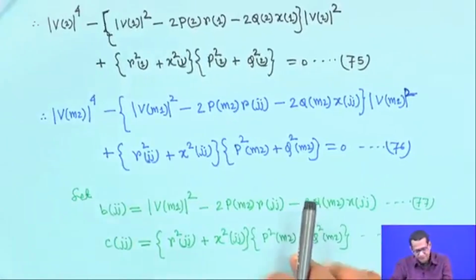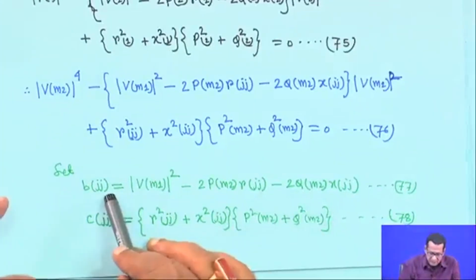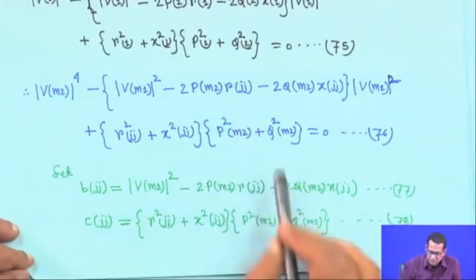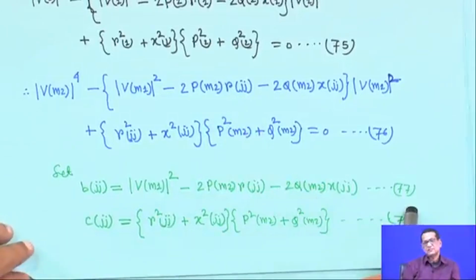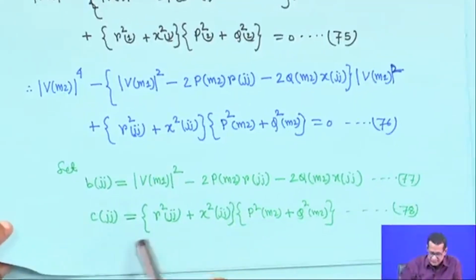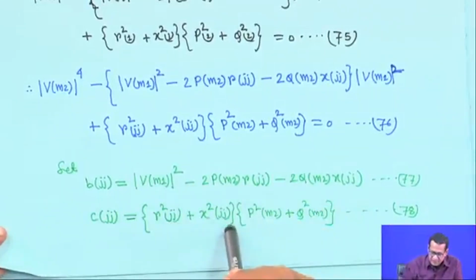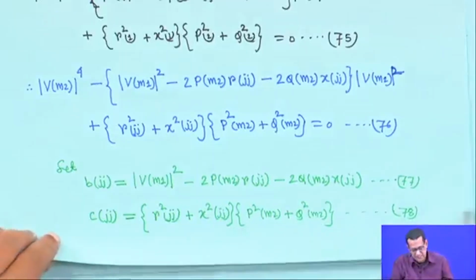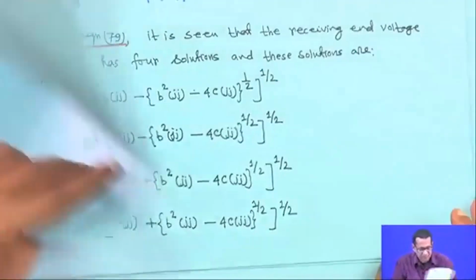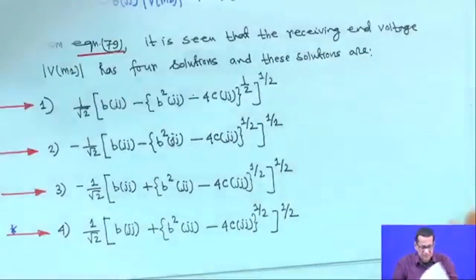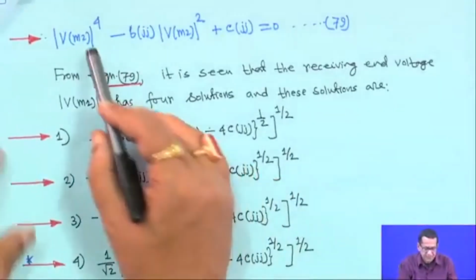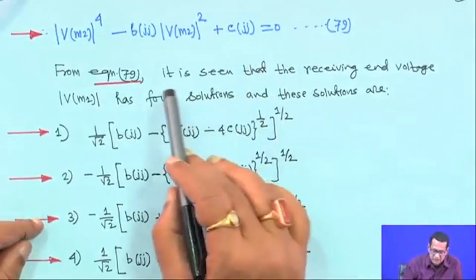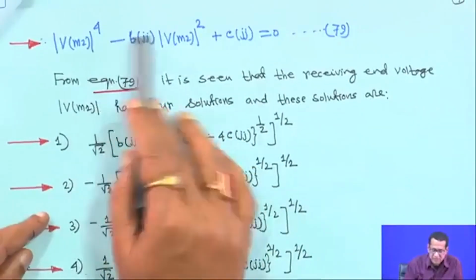Now, assume that Bjj is equal to this term: Vm square magnitude, minus 2 Pm2 Rjj minus 2 Qm2 Xjj. This is equation 77. And Cjj is equal to R square jj plus X square jj into P square m2 plus Q square m2. This is equation 78. If you do so, then this equation becomes Vm to the power 4 minus Bjj Vm2 square plus Cjj is equal to 0. From this equation you can see it actually has 4 roots.